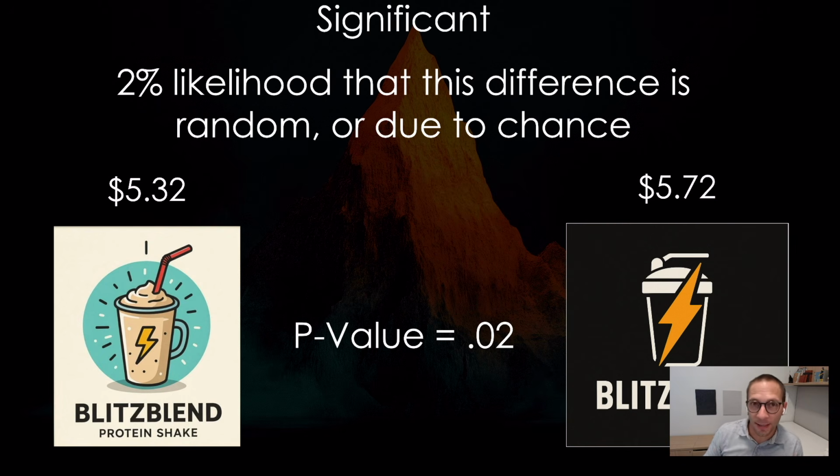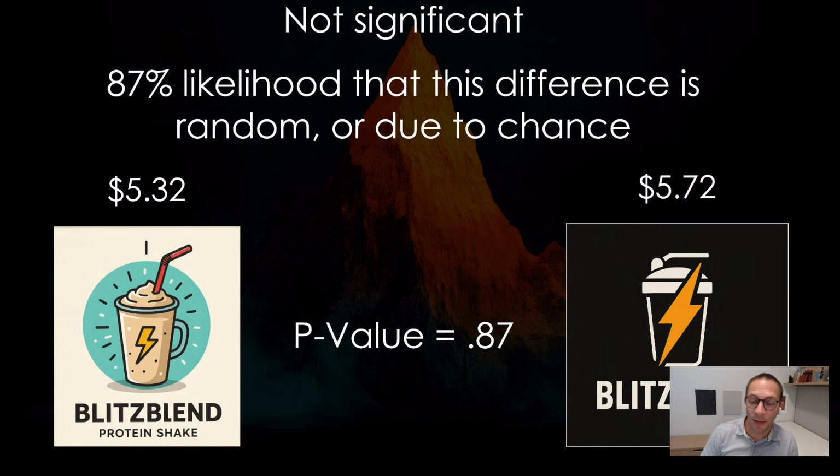So let's go back to this example with logo designs, and let's say that when running a test between logo design and how much they're willing to spend, you find a p-value of 0.02, which means that there's a 2% likelihood that the difference between how much they're willing to pay for both logo designs is due to chance. Okay, so that 2% likelihood of being due to chance, that's nice, that's significant. That's something I'd feel more comfortable making a decision on. We could say, all right, let's go with the logo design on the right.